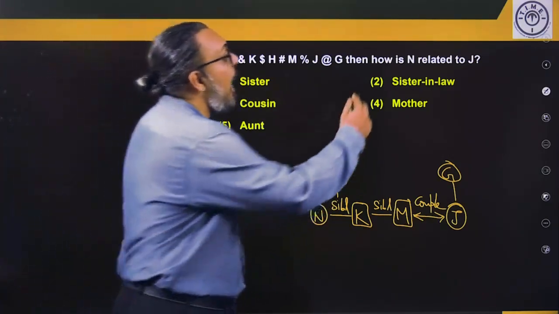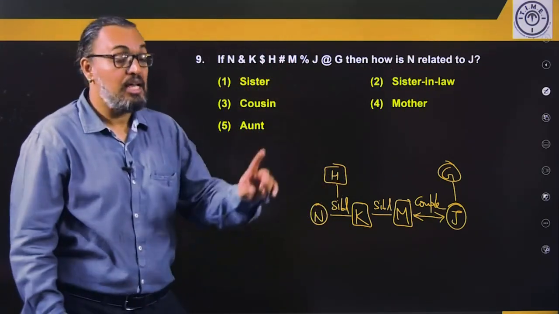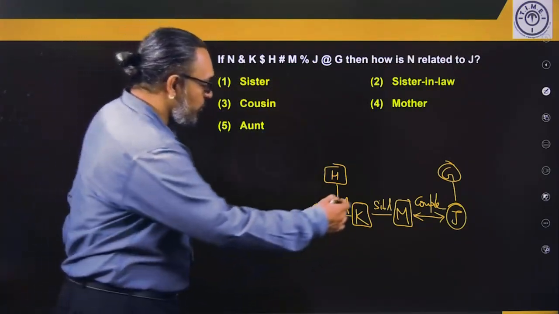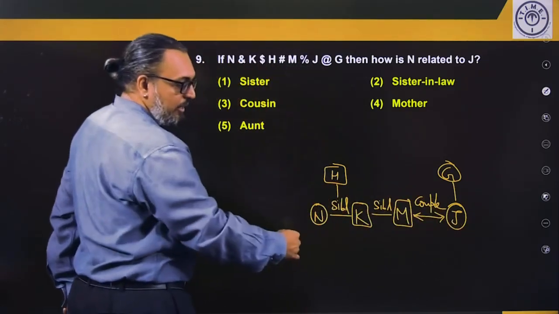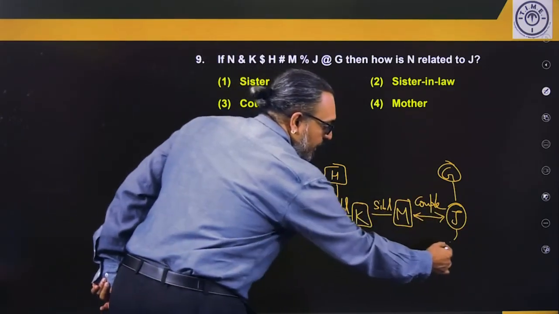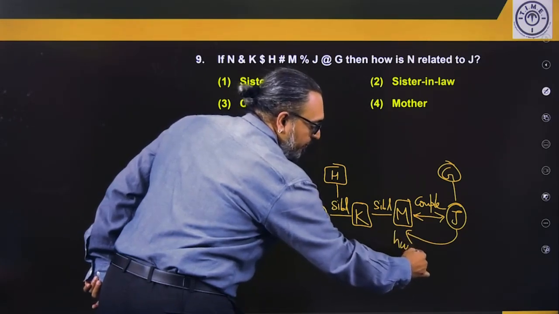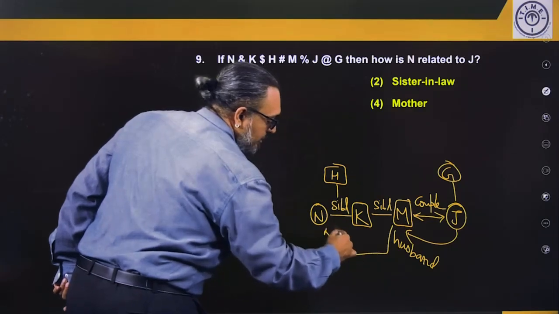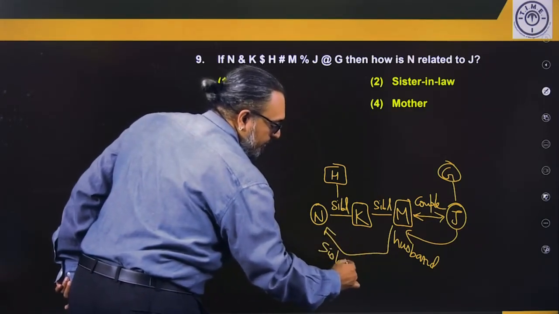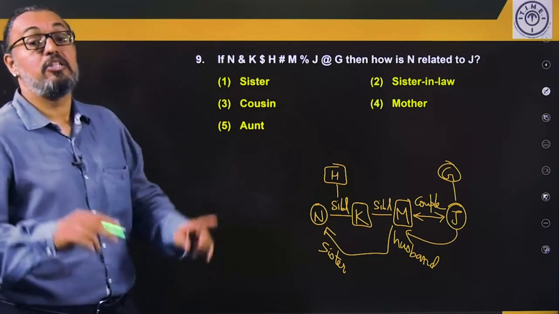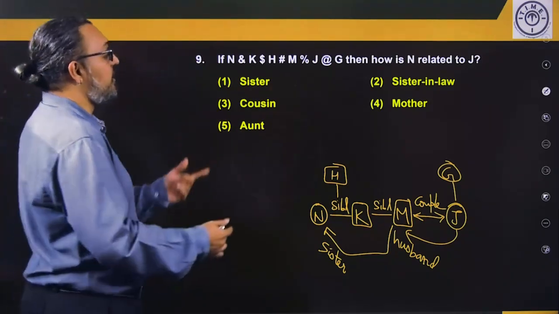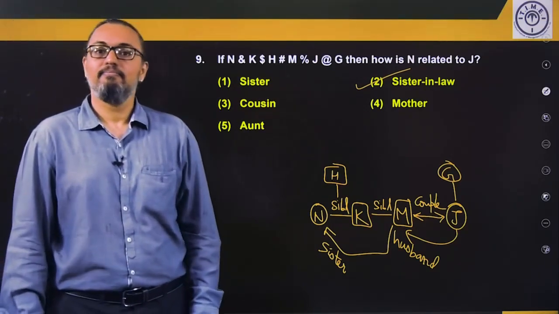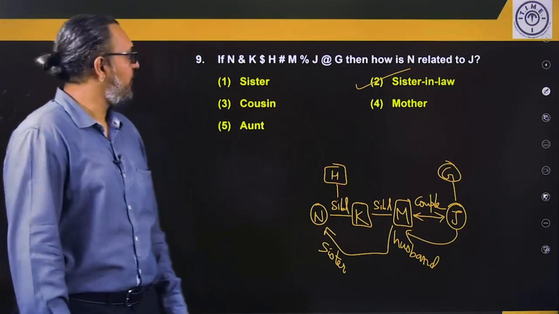Now what is the question? How is n related? So it's asking how is n related, from where I have to check? From J I have to check. So J is here, he's asking how is n related? Okay. So I can say J has a husband, that is M, and that husband has a sister. Correct? So husband's sister, spouse's sister, we call sister-in-law, and that is there in choice 2. That is how we answer this. Understood that? Okay?